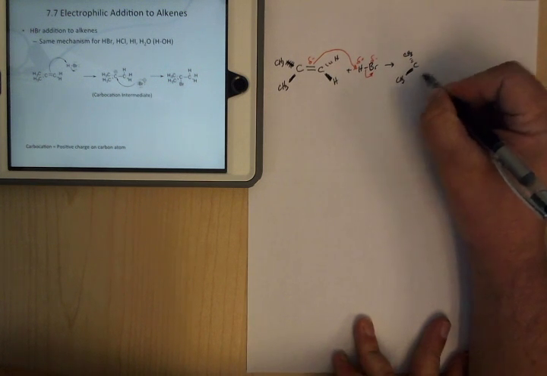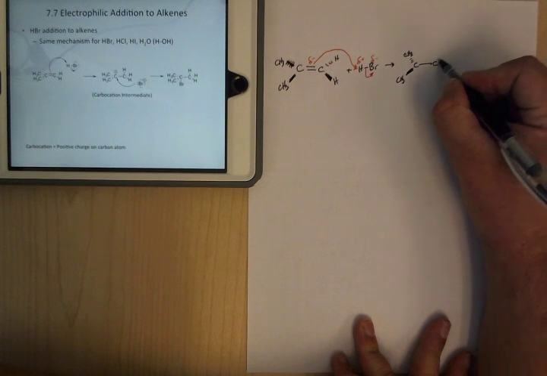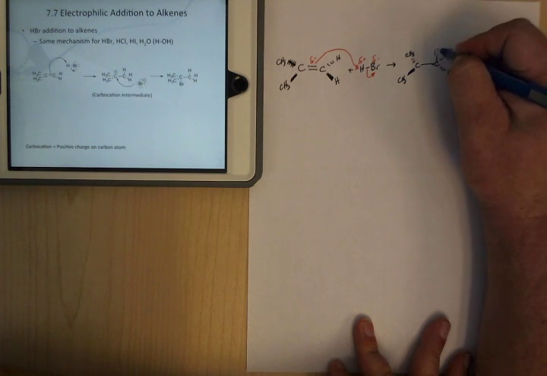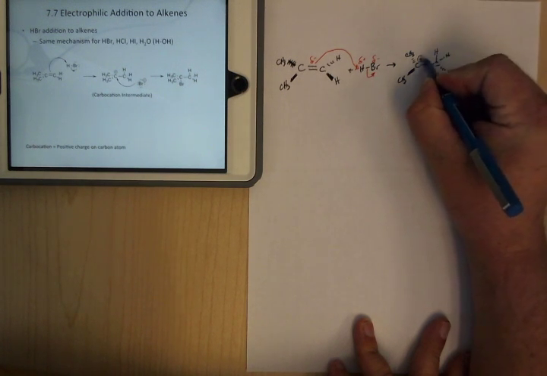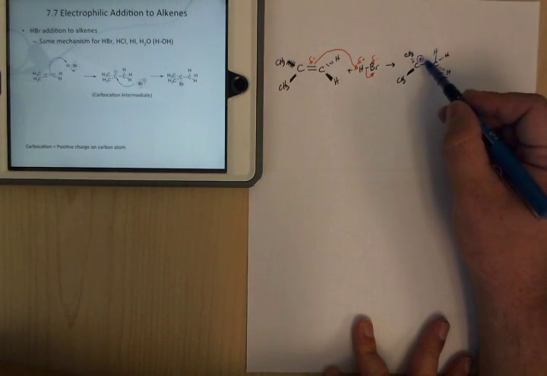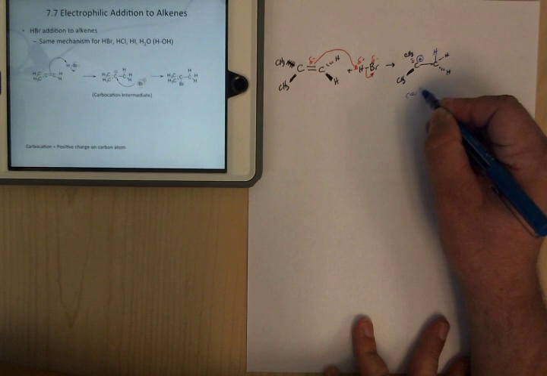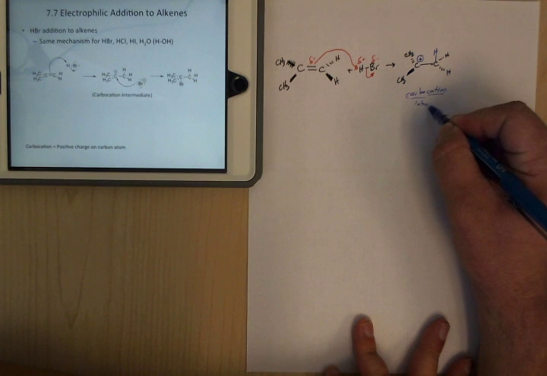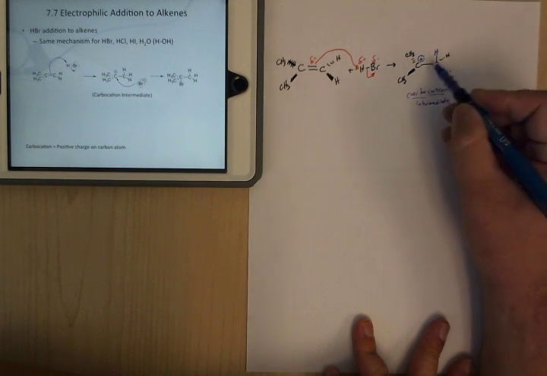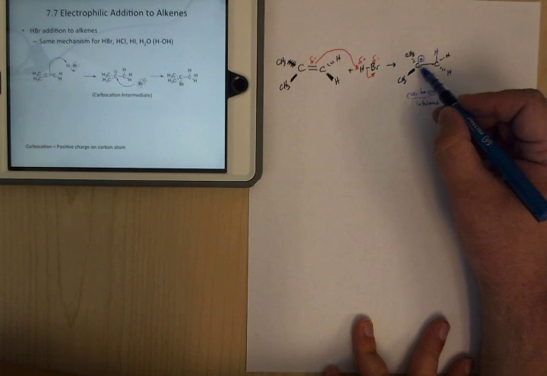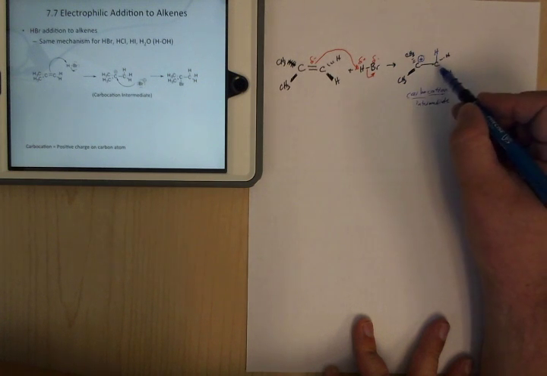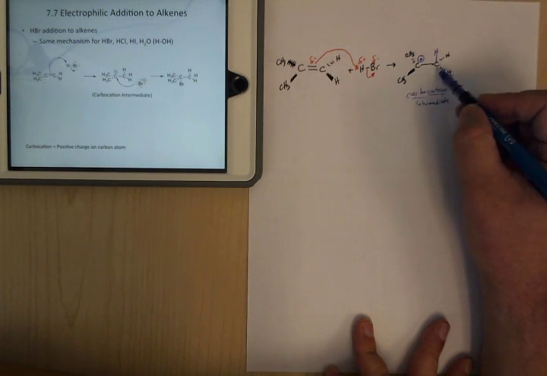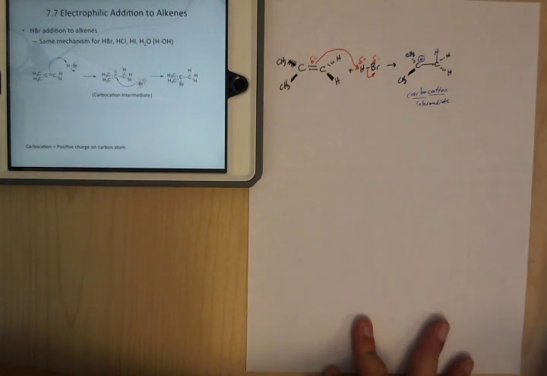It turns out that the hydrogen is actually going to go here. Why? Because you want the positive charge on the carbon, which is called a carbocation, a positive charge on a carbon intermediate. You want this carbon to have as many other carbons as possible. Here it would only be bonded to one carbon. This one has three carbons bonded to it, so this is what it actually prefers to do.